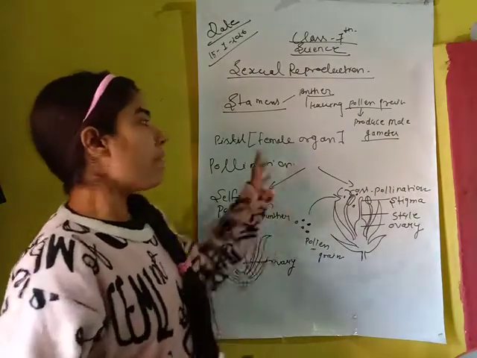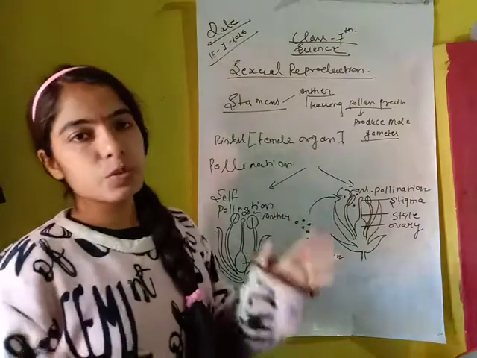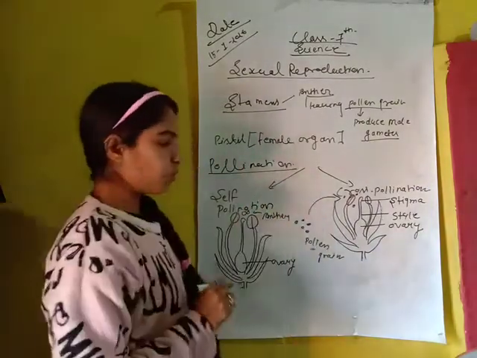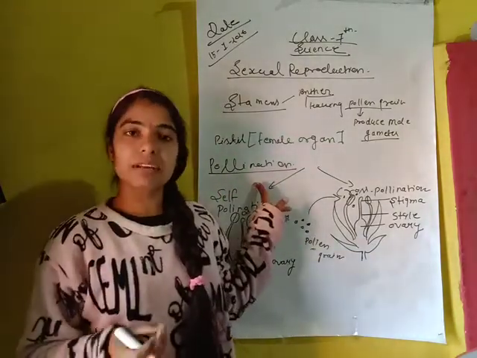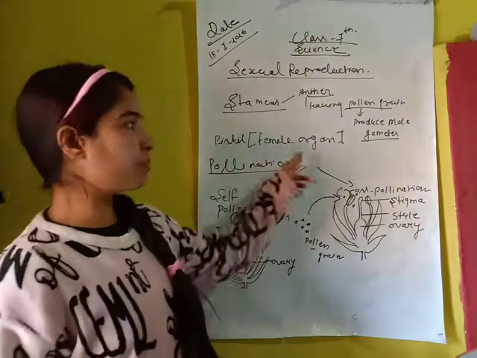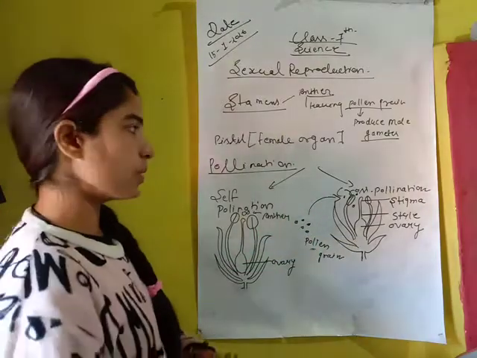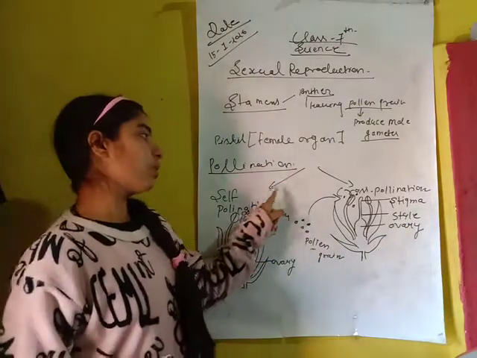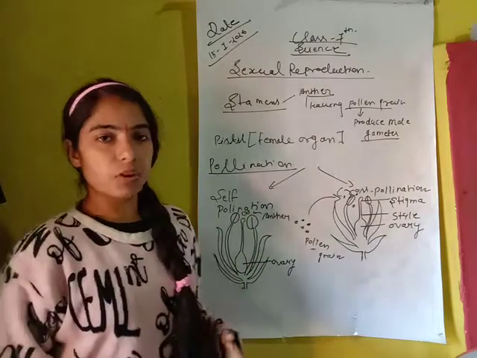Now, by which process does the male gamete reach the female gamete to fertilize? This process is pollination. So what is pollination? We can say that the transfer of pollen grains from the anther to the stigma of the female flower organ is known as the pollination process. Now, how many types of pollination are there? Two types of pollination are generally found in flowering plants.